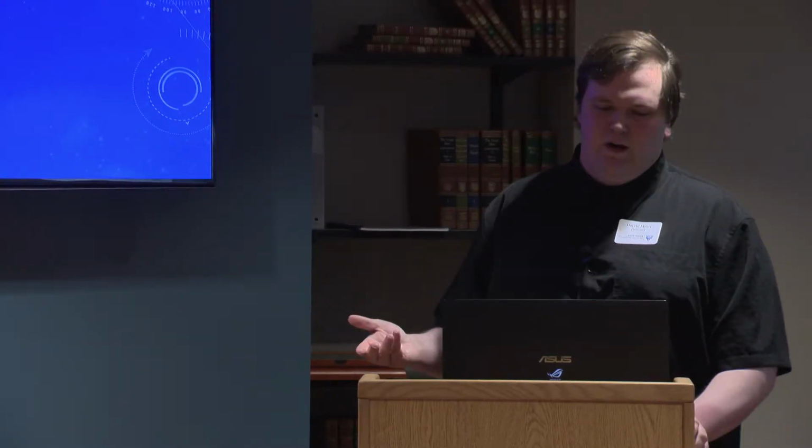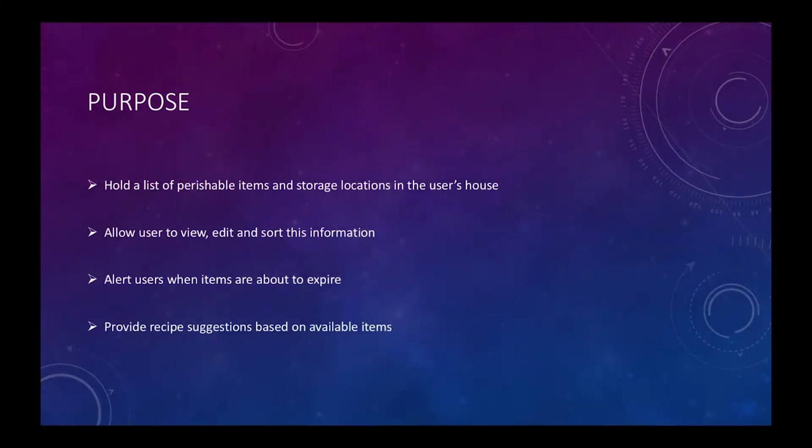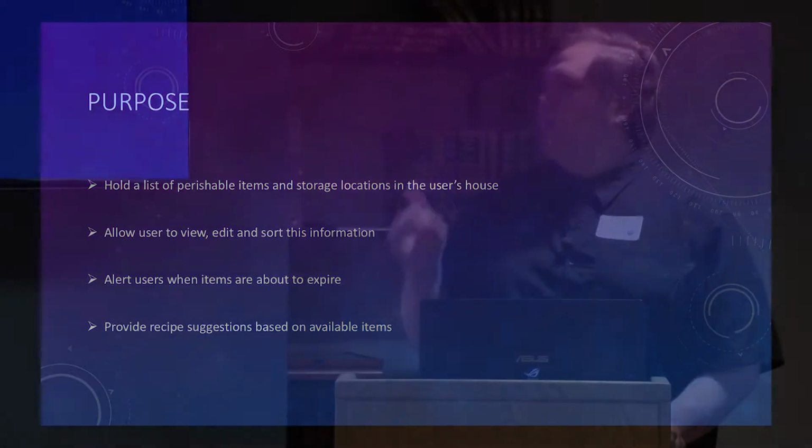So my project now is, as it says, a perishable protection application. I'm in IT and computer science. It's a computer program. Its purpose is to hold a list of perishable items and the storage locations used for them in a person's home. It allows the users to view, edit, and sort this information in multiple ways. And the key feature, the one that first led to this idea, was, of course, that it would alert the user when an item is about to expire. I also later added functionality that provides recipe suggestions based on available items.